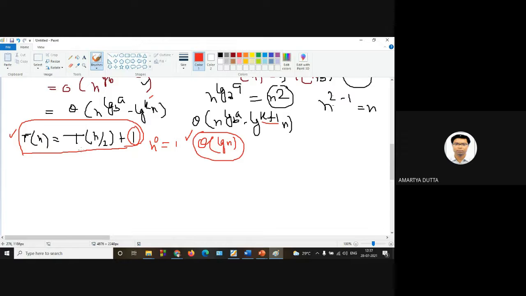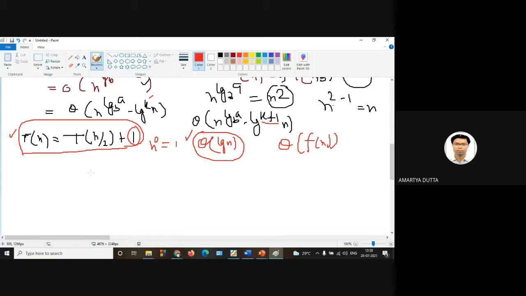The case 3, what is case 3? The third case says that your f(n) is greater than n to the power log b base a. If so, then in the third case, the growth function will lead to the order of f(n). This is the third case.